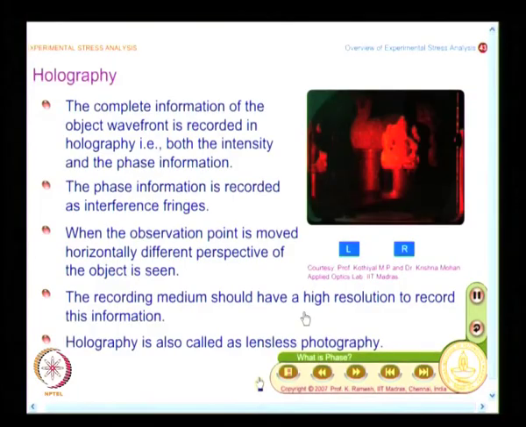Traditionally they had very high resolution holographic plates, and that is how they were able to record the holograms.